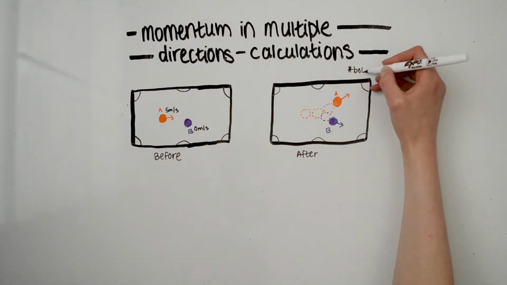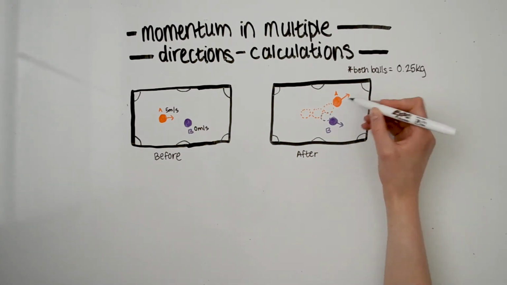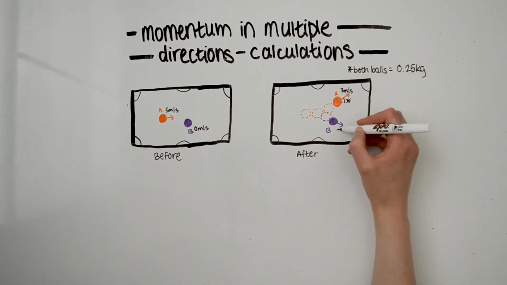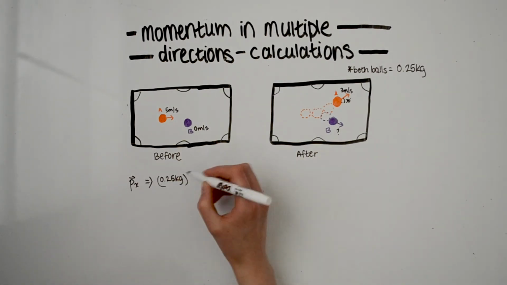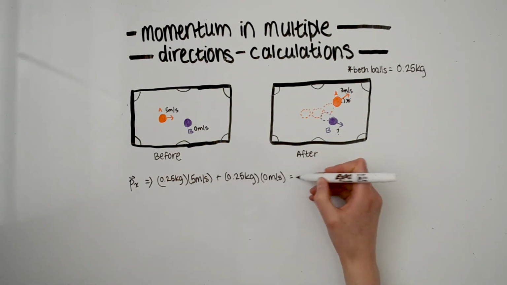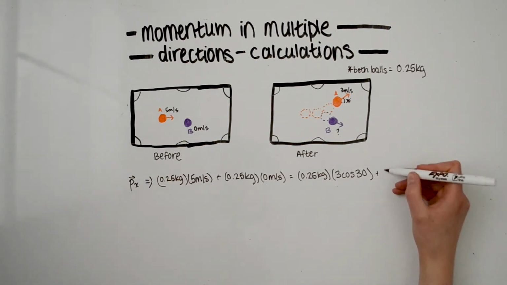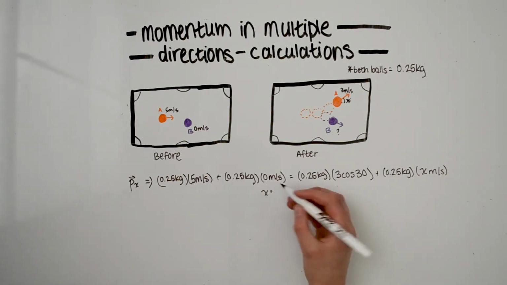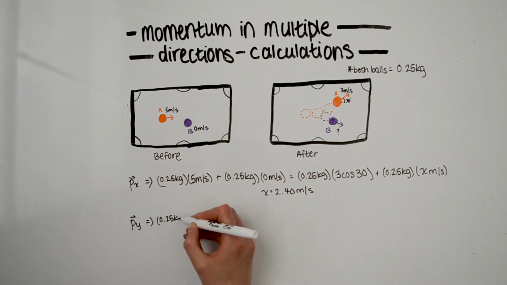Ball A has an initial velocity of 5 meters per second, and ball B has an initial velocity of 0. Both balls have a mass of 0.25 kilograms. Ball A's velocity is going to change to 3 meters per second at a 30-degree angle. Ball B has an unknown final velocity. So looking at momentum in the x direction, the horizontal momentum of ball A, the mass times its horizontal velocity, plus the mass of ball B times its horizontal velocity, 0, is equal to the final momentum, the mass of ball A times 3 cosine of 30, plus the mass of ball B times x, unknown. So I'll algebraically define that it's 2.4 meters per second.